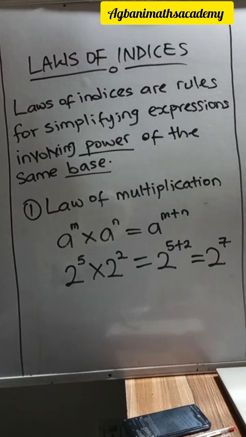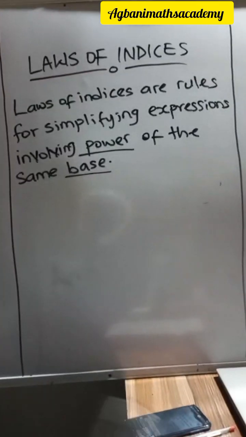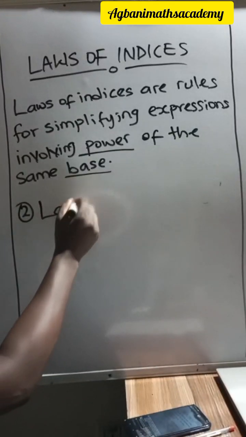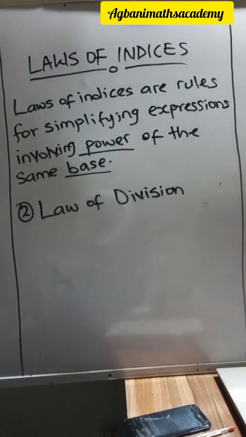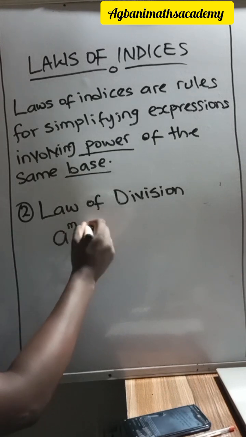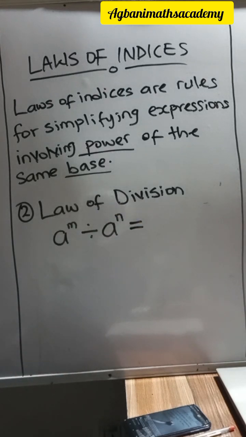Okay, so let's look at the second law of indices. Second law is law of division. Law of division. Okay, so when you have a to the power of m divided by a to the power of n, what does the law of division say? The law of division of indices is opposite to the law of multiplication of indices.